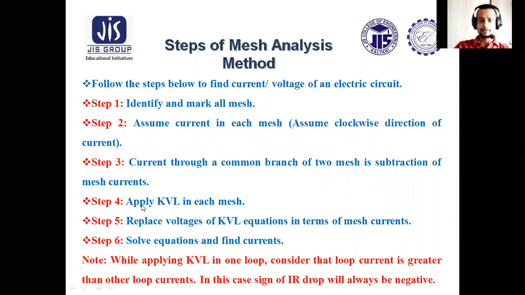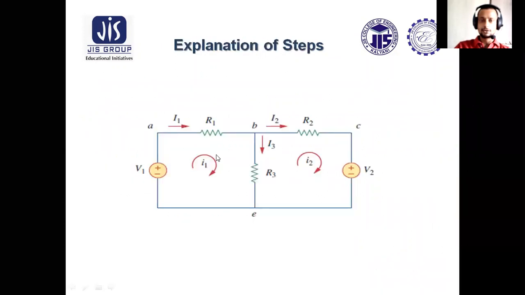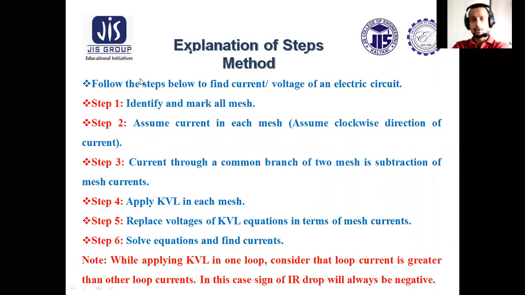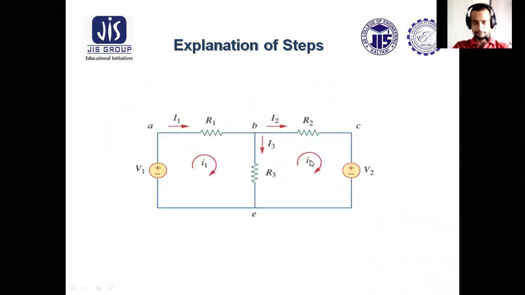Okay. Step 4 is to apply KVL in each mesh. So for loop 1 and for loop 2, we'll have to apply KVL. Once KVL is applied, we'll get a KVL equation for each loop. So now the KVL equation will be written in terms of mesh currents, and we'll have to get the solution for I1 and I2. So this is the explanation of steps.